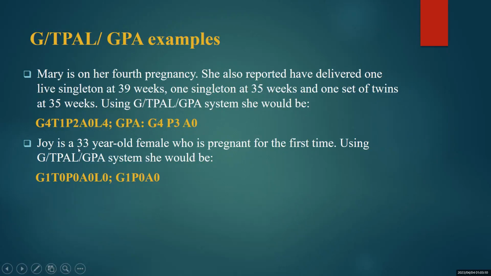Another example: Joy is a 33-year-old female who is pregnant for the first time. Using the GTPAL and GPA systems, she would be G1, T0, P0, A0, L0, and G1, P0, and A0. What if she gives birth at 39 weeks? Then she'll be G1, T1, P0, A0, and L1. And for the GPA system, she should be G1, P1, and A0.